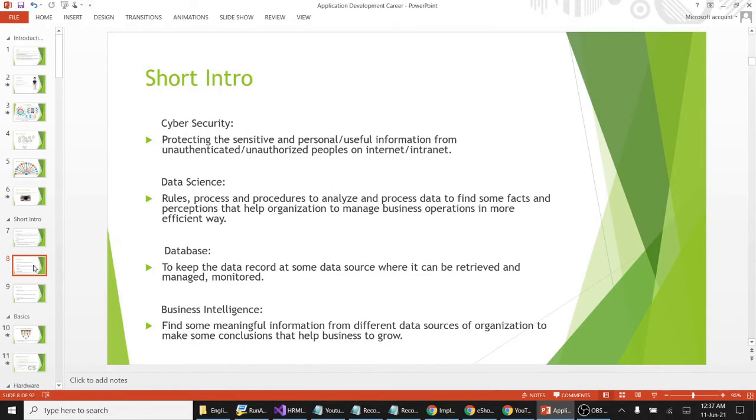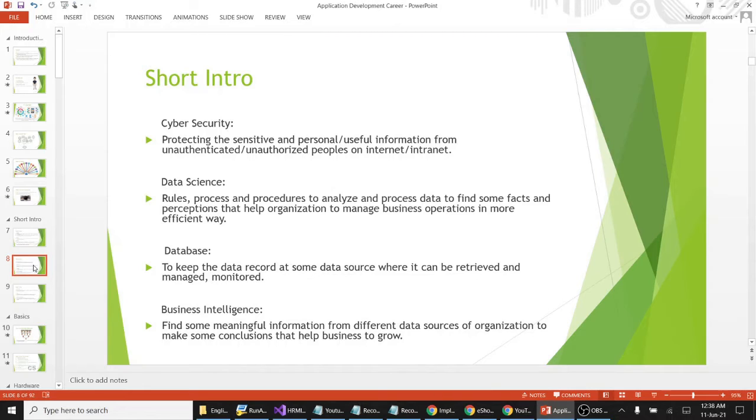The next field is cyber security, where we protect sensitive information from unauthorized or unauthenticated people on the internet. Nowadays we have a lot of sensitive and personal data, related to the privacy of people and organizations on the internet. We have heard a lot of news about security breaches, so this field is related to protecting the information of users, organizations, and enterprises.